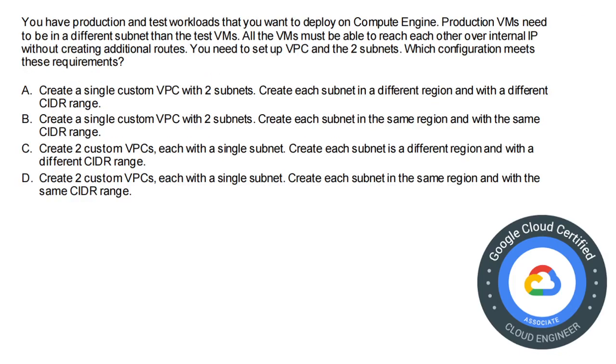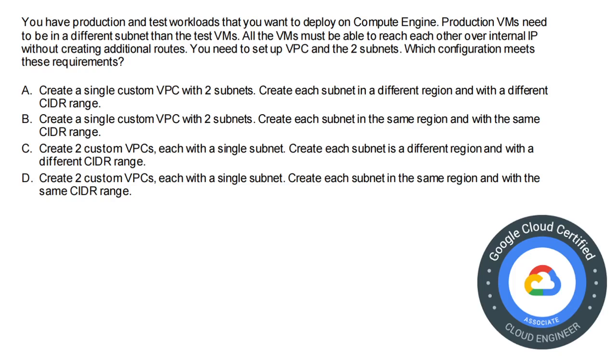Next question is, you have production and test workloads that you want to deploy on Compute Engine. Production VMs need to be in a different subnet than the test VMs. All the VMs must be able to reach each other over the internal IP without creating additional routes. You need to set up a VPC and 2 subnets. Which configuration meets this requirement?